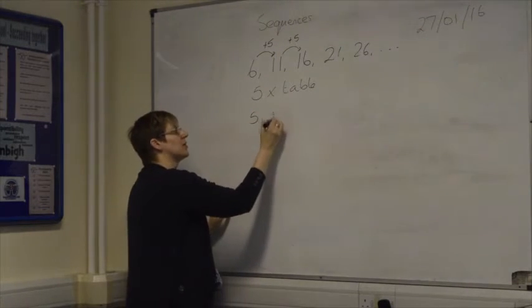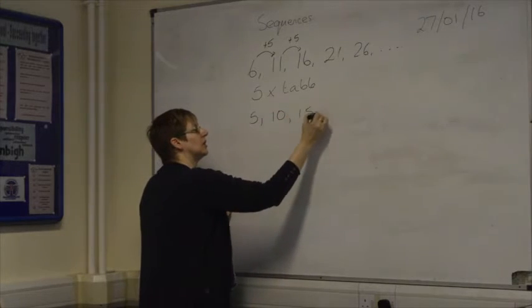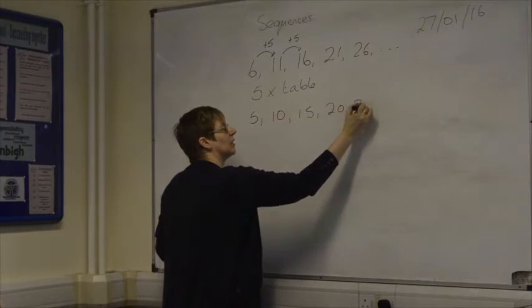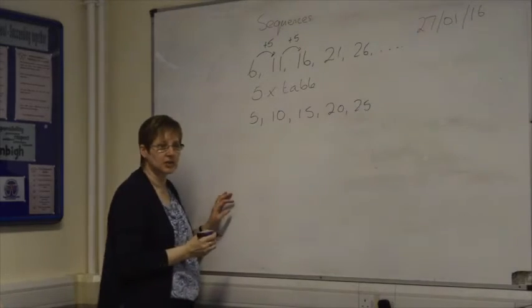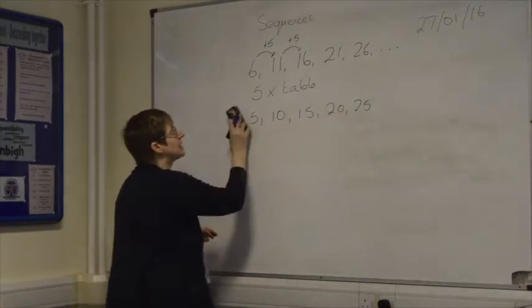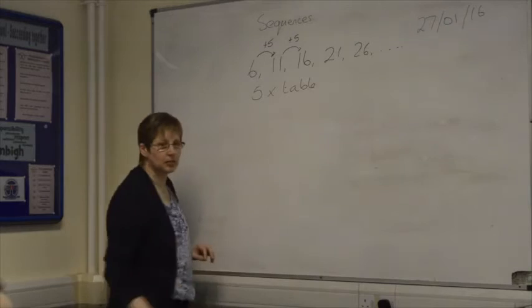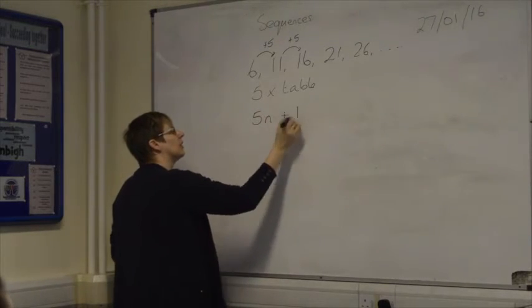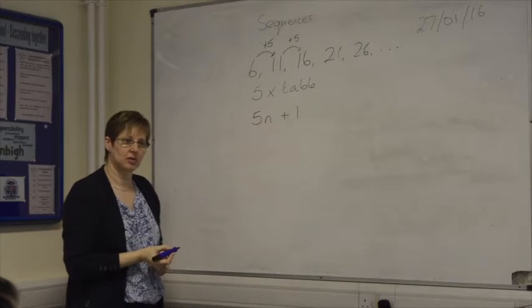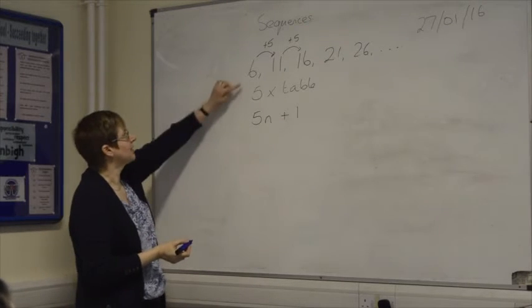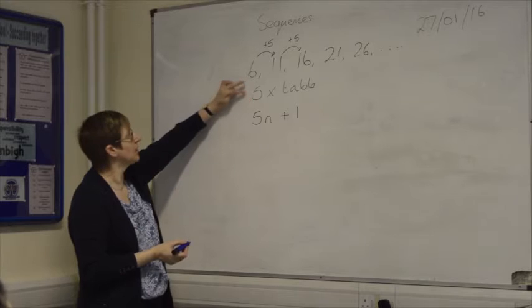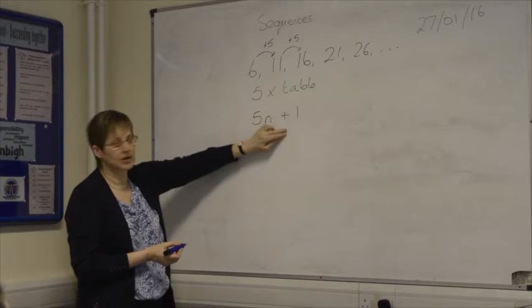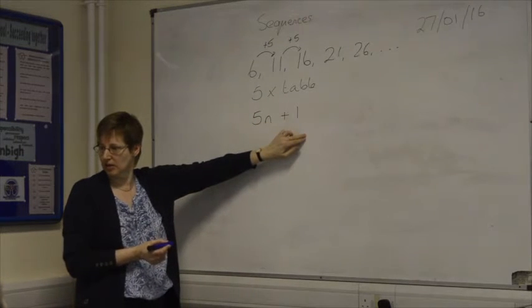So if I'm going up in 5s, that must be based on the 5 times table, mustn't it? Because we know that the 5 times table goes up in 5s. Yeah? So you then said to me, Charlotte, you said 5n plus 1, didn't you? And why did you say 5n plus 1? Because if you plus 1 to 5, it makes it. Yes, 5 times table starts at 5. My sequence starts at 6, so I need to add on 1. Is everyone else going to say that as well?